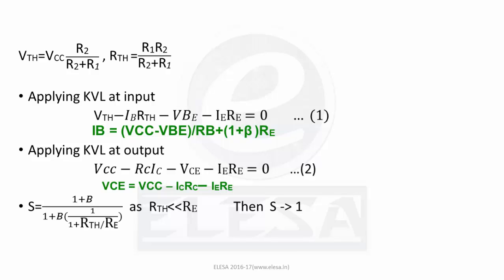Then for the value of the stability factor, use the first equation, and we have found that S equal to (1 plus beta) divided by (1 plus beta times 1 divided by (1 plus RTH by RE)). It is seen that if we make RTH very much less than RE, then the value of the stability factor goes towards 1. So by making the value of RTH very much less than RE, we can obtain improved stability.